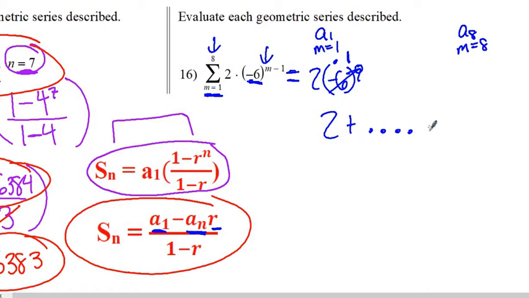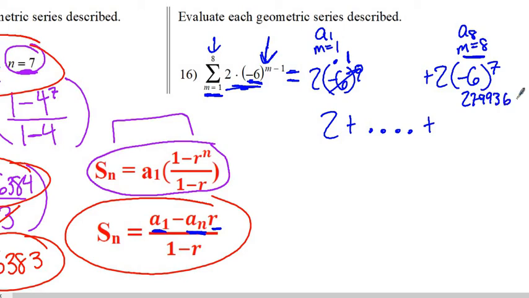And we have a bunch of other terms, and then we get out to the 8th term. So now we'll plug in 8 to this right here. So then we have 2 times negative 6 to the 8 minus 1. Again, that's being plugged in right here. 8 minus 1 is 7. Okay, so 2 times negative 6 to the 7th, that's a big number. Let me think about what that is. 276, just trying to do some mental math here. I believe that's 279,936.